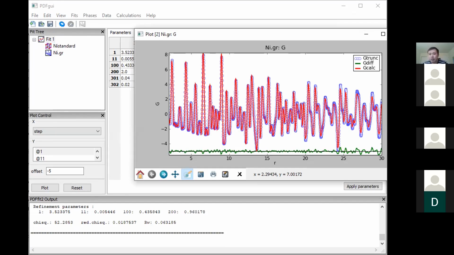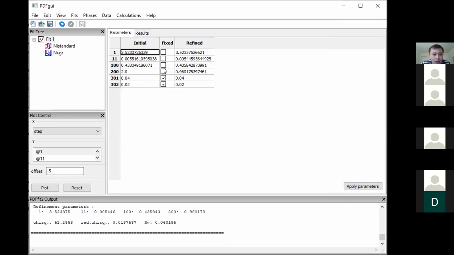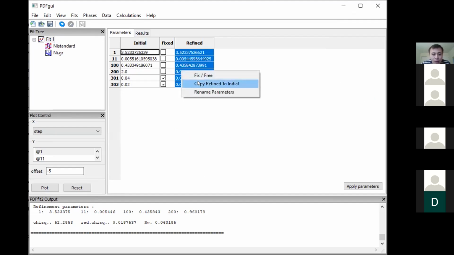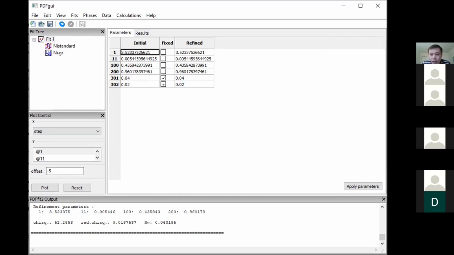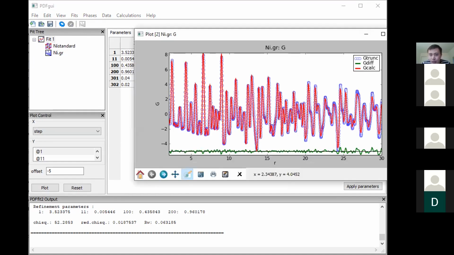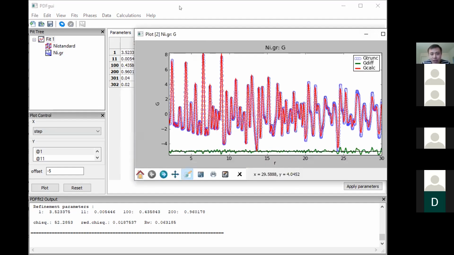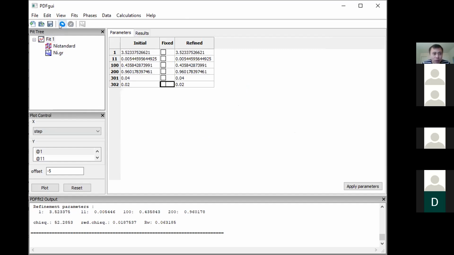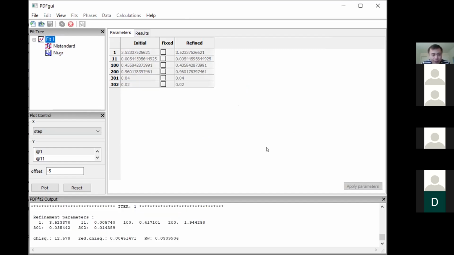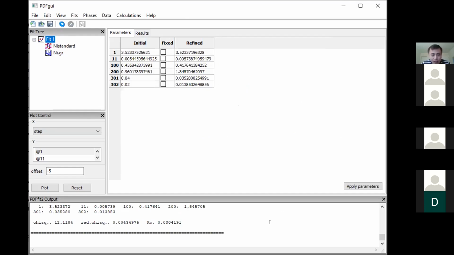Okay, it's done. It's done very quickly. And this correlation is fixed to be around 1. Okay, let's accept more. And now this is the final stage. We want to fit the Q broad and the Q damp, right? We uncheck them together and we do the final stage fitting. Okay, it's done.